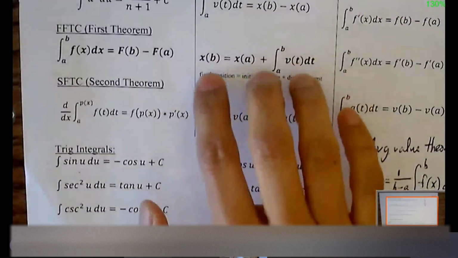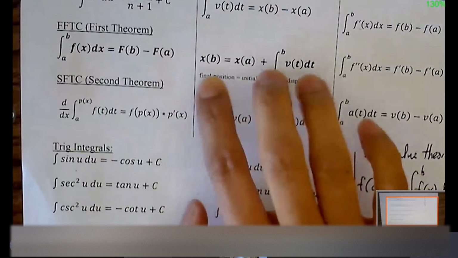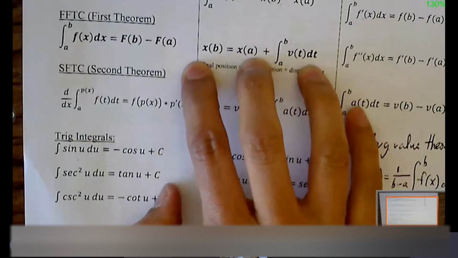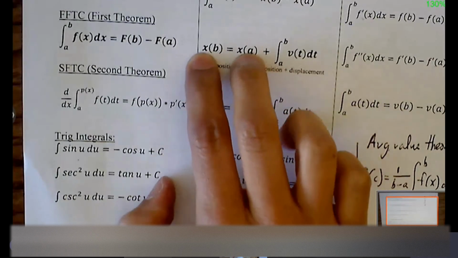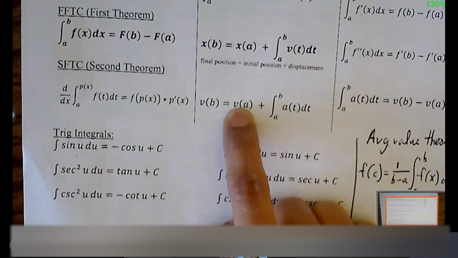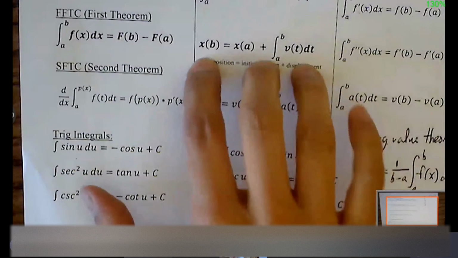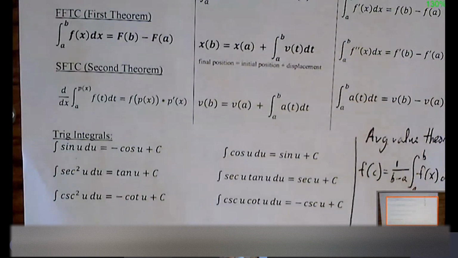Also, we use this a lot, where final position equals initial position plus displacement. There's also a variation of this, which is saying, what if I start with velocity? So I can say final velocity equals initial velocity plus the accumulation of velocity over that period of time. So I'm just taking this and adapting it at different levels. Okay, any questions?